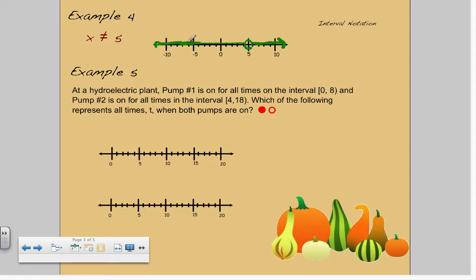Now, how am I going to represent that in interval notation? Well, there's 2 ways. A long way and a short way. Well, I could do this. I could say, okay, I'm going all the way down to negative infinity. I'm going all the way up to 5, but I'm not including it, so it gets an open parenthesis. Or I'm going all the way above 5.